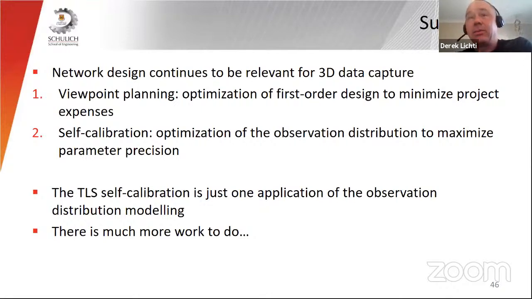The first one is about viewpoint planning. How can we minimize the number of stations necessary to cover a complex environment? And the second one, the particular application was self-calibration, but really the bigger picture is how do we optimize the distribution of observations in order to maximize precision. And as I just said, this calibration example is just one possibility. There are lots more applications that can be made of this technique, so there's much more work for me and my group to do.